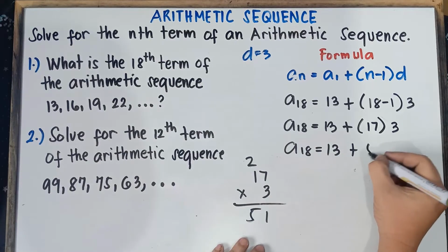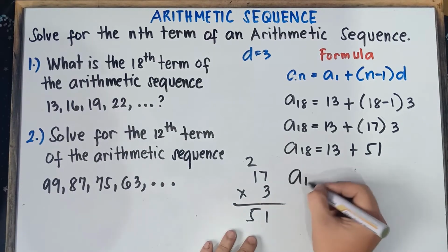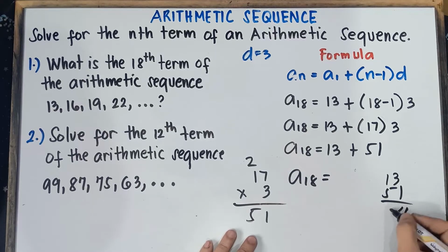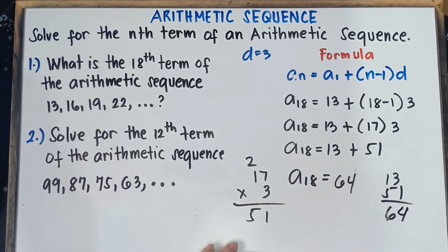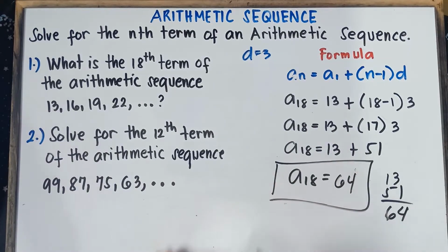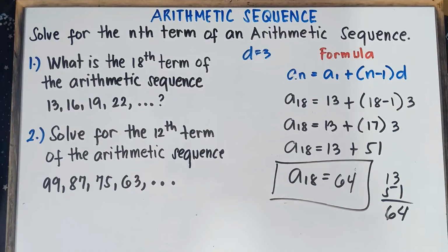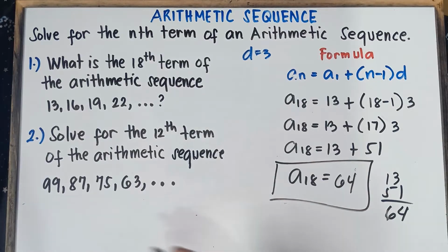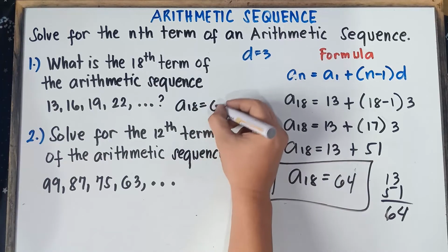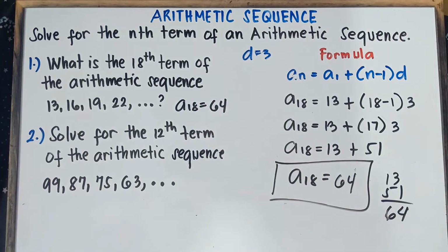So 13 plus 51. So a sub 18 is equal to 13 plus 51. So 4, 6. That would be 64. That's it, class. That's the answer. The 18th term, that would be 64. So a sub 18, or the 18th term, is 64. All set. This is the answer, class, with regards to example number 1.